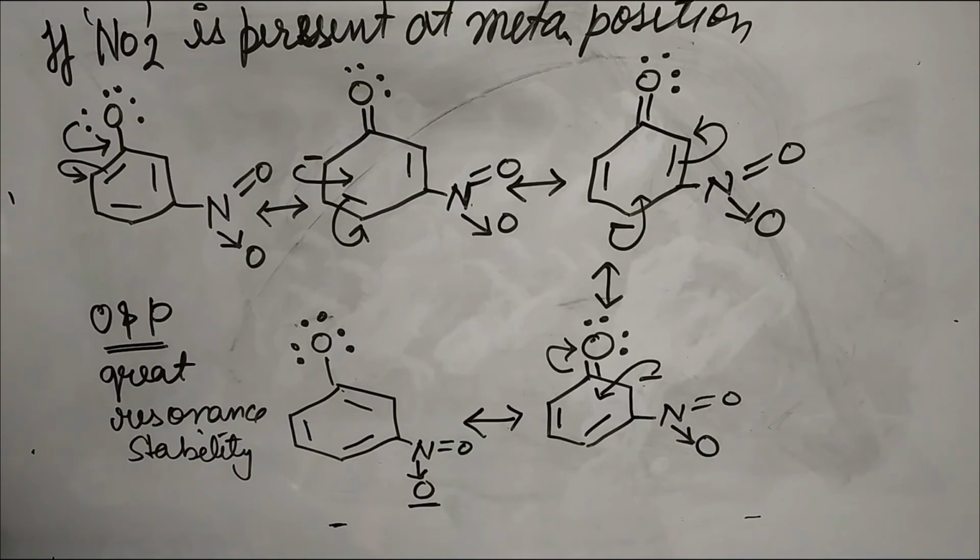So because of that, we can say that if this nitro group is present at ortho and para position, it increases the acidic character of phenoxide ion. But when it is present at meta position, it does not affect the acidic character of phenoxide ion. So by this discussion, we can conclude that the position of substituent is very important for the acidic character of phenoxide ion.